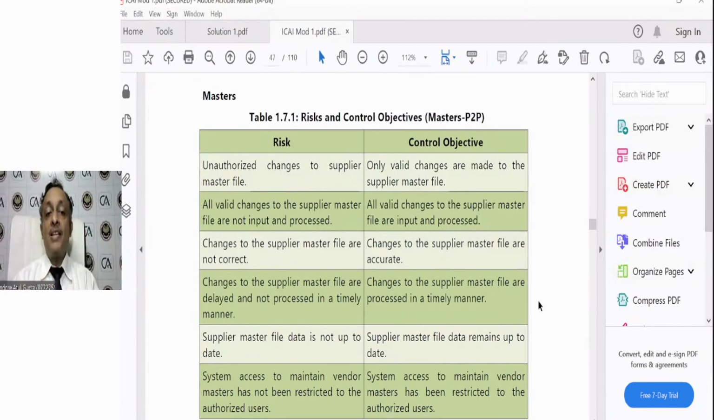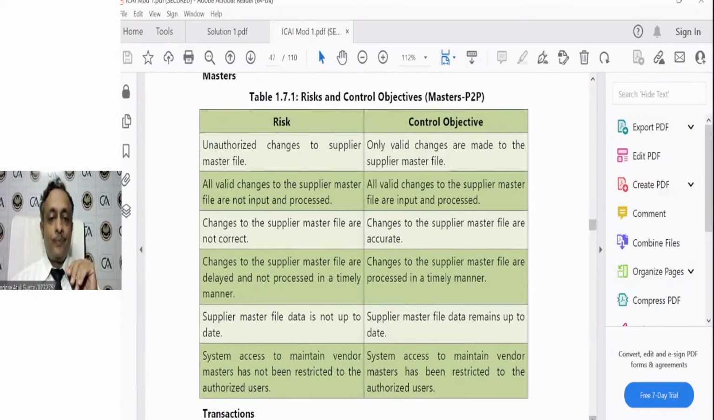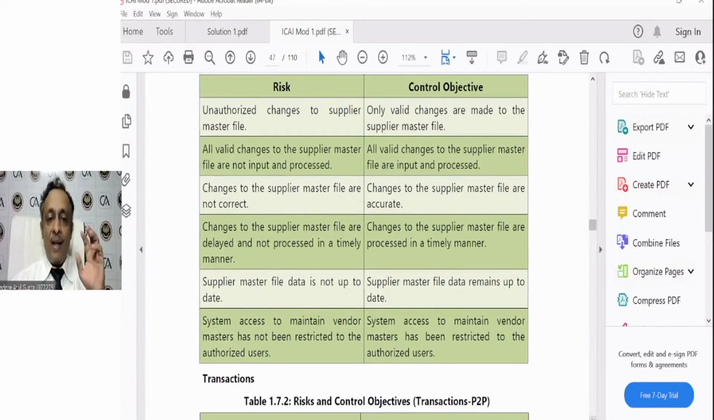Changes to supplier master file are delayed. So not timely done. So delay, the same example, the supplier has allowed you extra credit of 30 days from today, and you forget and you do it 3 months later. You lose that benefit of extended credit period. Then supplier master file is not up to date. So changes are not up to date.